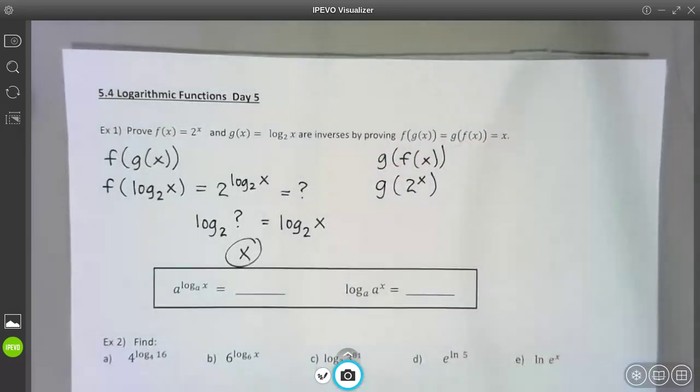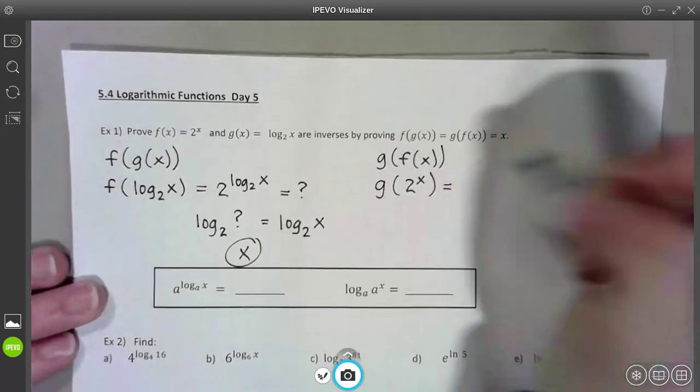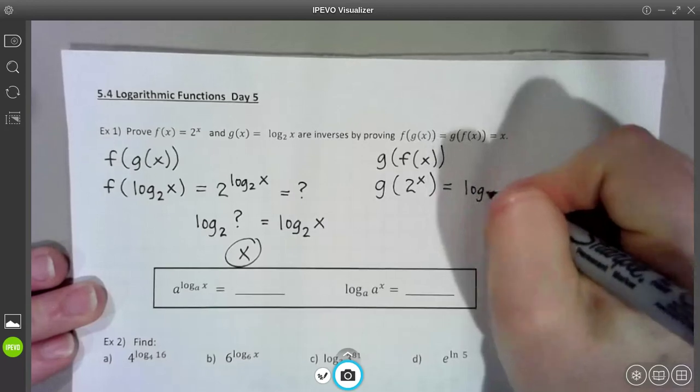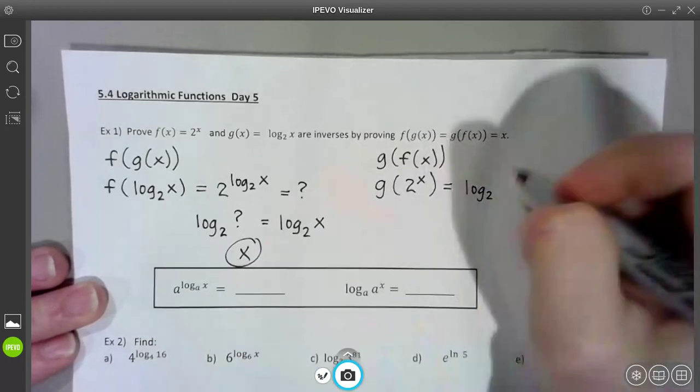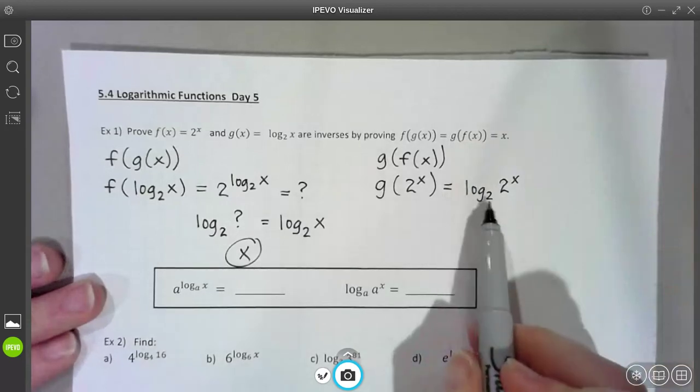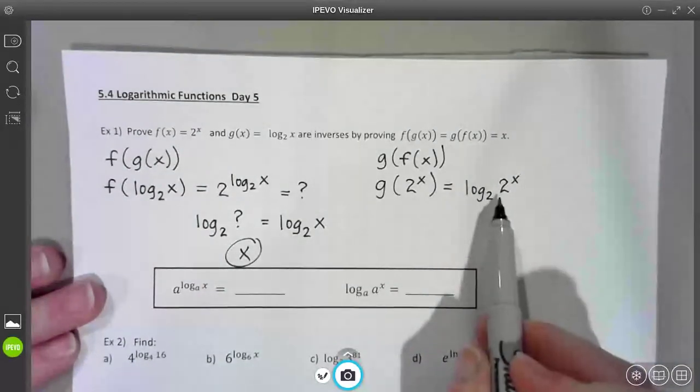So I'm plugging 2 to the x into function g. If I do that, it's going to look like log base 2 of x comes out and 2 to the x goes in, right? So you're taking a log base 2 of a base 2 exponential.